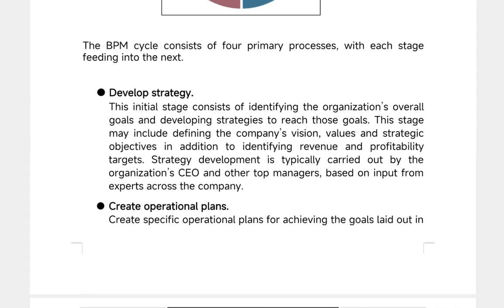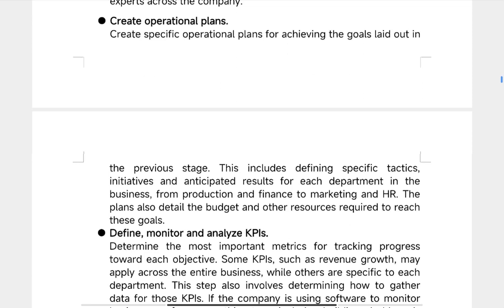So since you already have a strategic goal, you already have an objective, the next thing is to create operational plans. We say operational because you need to do it, and you have these plans in order for you to achieve the number one, the strategic goals.